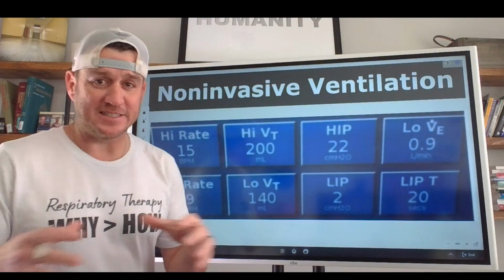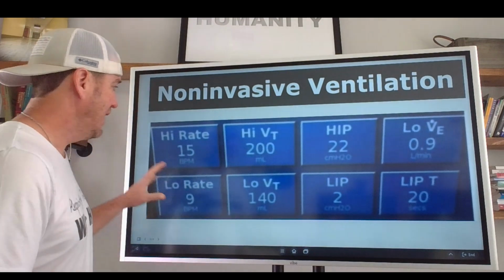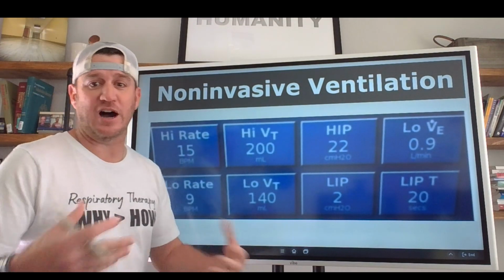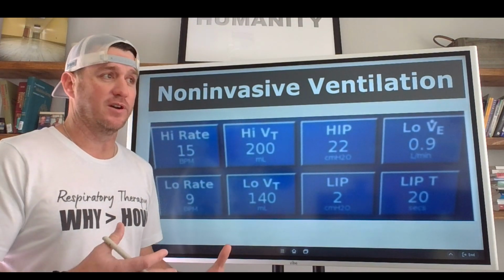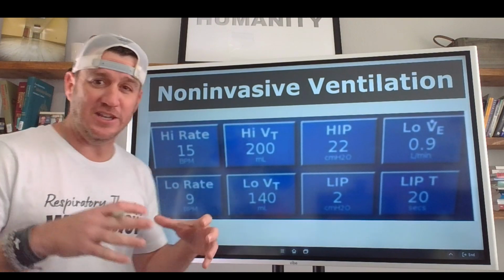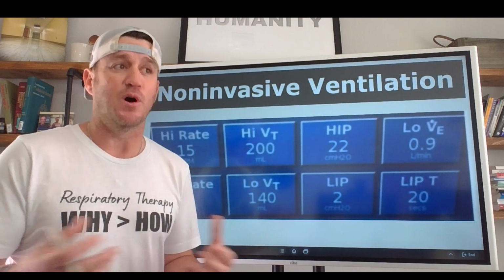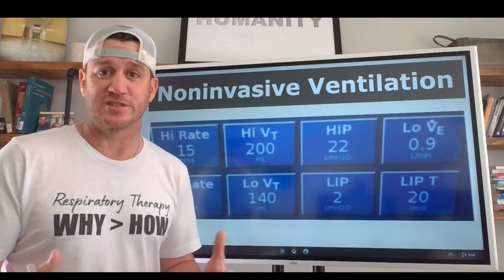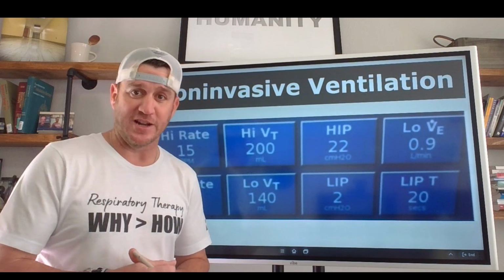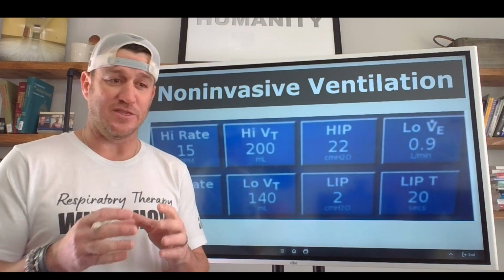All right, so as I stated, today's all about alarms associated with non-invasive ventilation. And this is a screenshot of some alarms for a particular device that you're probably familiar with. But in general, these are the alarms that you're going to be setting during non-invasive ventilation in most of your uses of non-invasive ventilation.